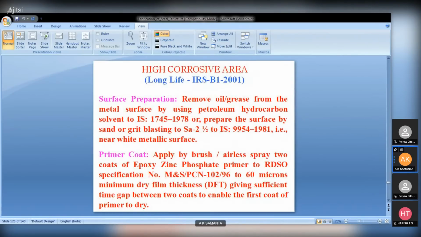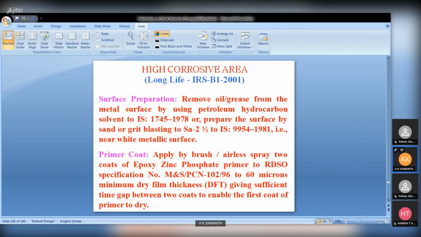Then there are other railway provisions. Nowadays, it is coming into IS 8669 also: if we expect a longer life, around 20 years of painting life in the structure, then what should our painting procedure be? First, the surface preparation has to be cleaned up to grade SA 2.5 as per IS 9950. Then we have to give the primer coat.